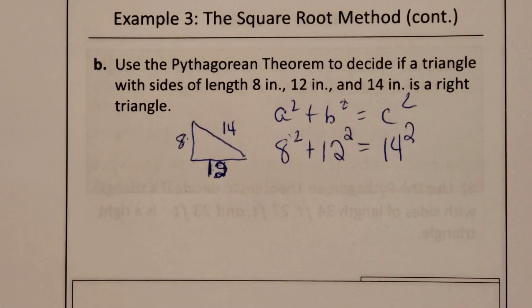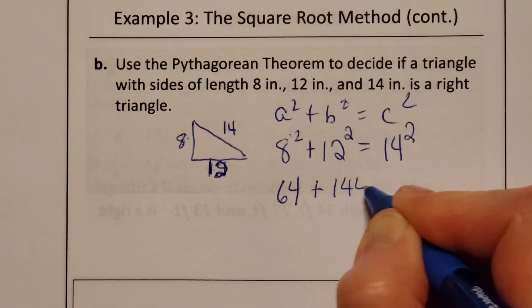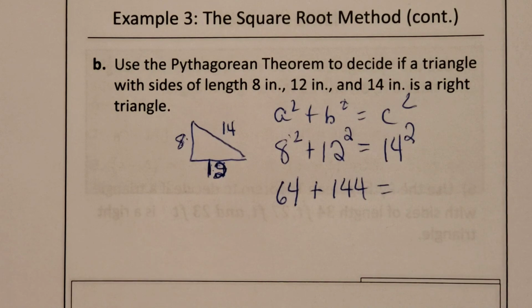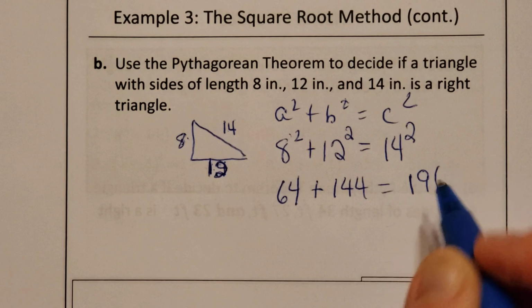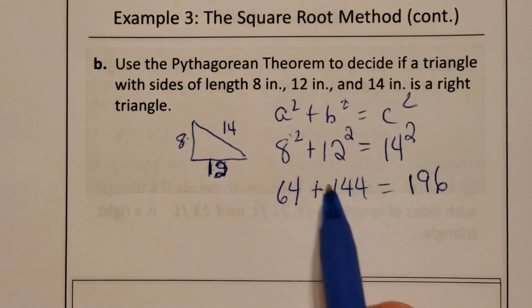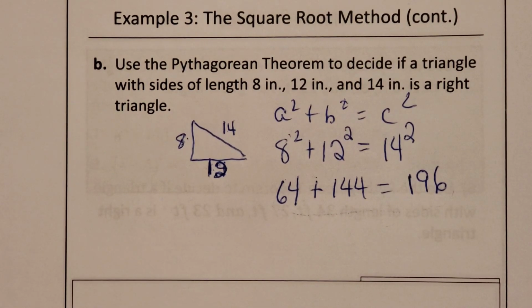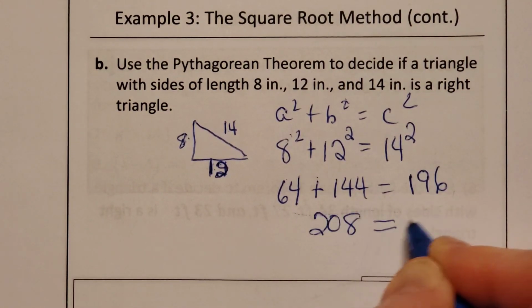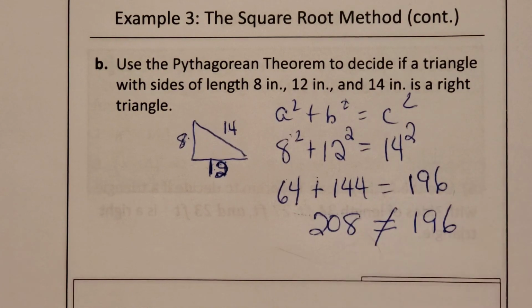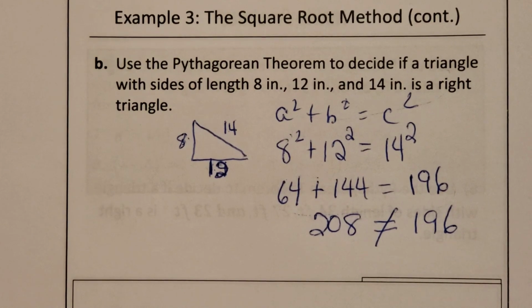So what is 8 squared? 8 squared is 64. 12 squared is 144. And 14 squared on my calculator is 196. Now, the way to know if this is truly a right triangle is if this statement is true. So 144, I'm plugging into my calculator, plus 64 is 208. Is 208 equal to 196? It is not. Therefore, this cannot be a right triangle.